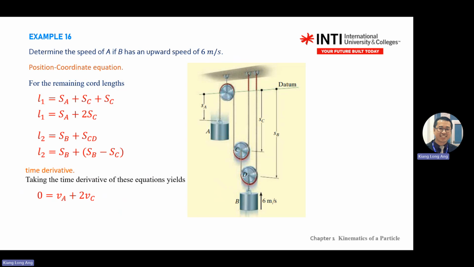This one becomes this one. You time differentiate dL/dt, dS/dt, dSA/dt, dSC/dt. You get this one. Then you do the other one. Here dL2/dt is 0, it doesn't change. SB, we have 2, so it becomes 2VB. Negative copy. This one, dS/dt becomes VC. We have two equations. What do you think is the most important parameter? C. Once you find VC, you can find these two. This VC is actually linking A and B.